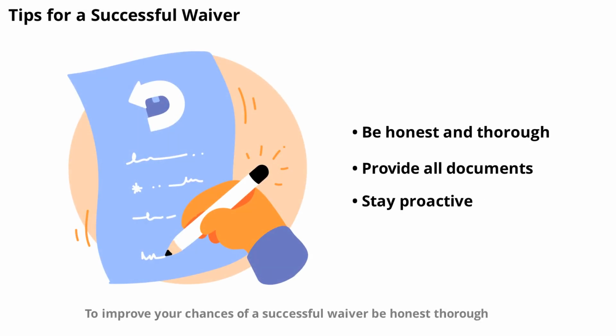To improve your chances of a successful waiver, be honest, thorough, and organized. Provide all requested documents, explain your situation clearly, and respond promptly to any SSA requests. Keeping good records and staying proactive can make a big difference in the outcome.